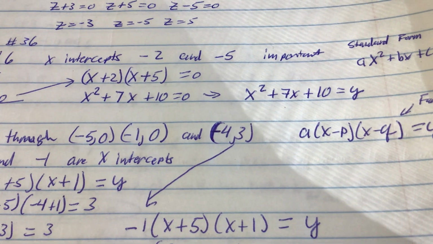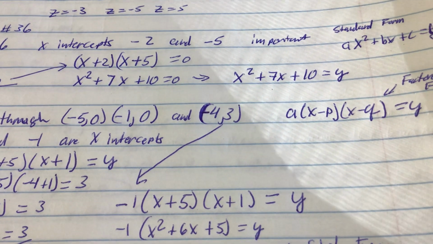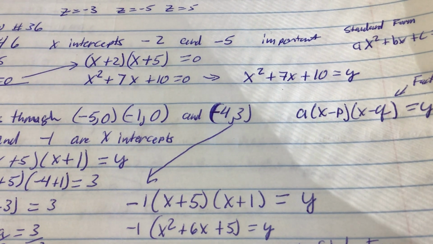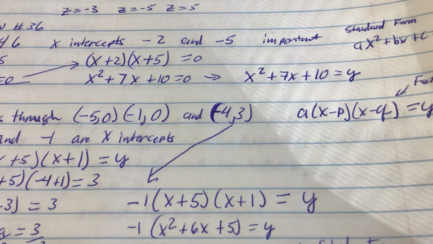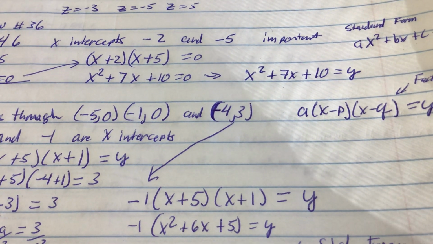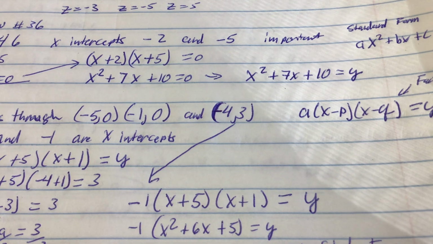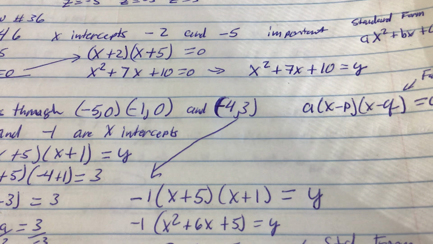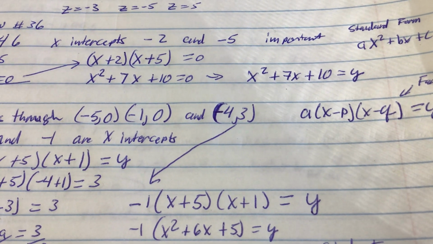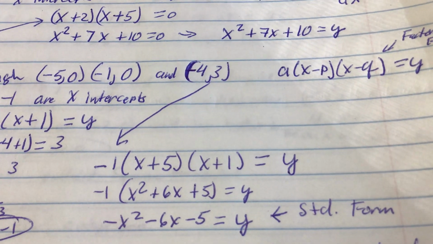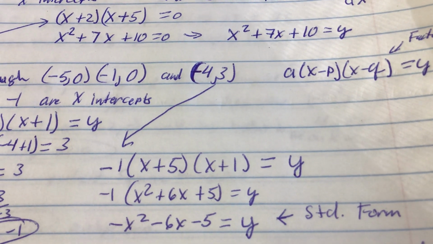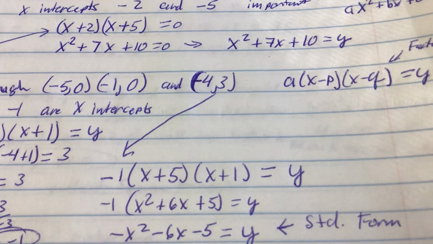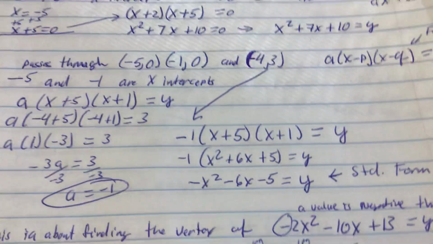This is the factored form, but I want it in standard form. So again, I FOIL it out. X times x is x squared, 5x plus x is 6x, and then 5 times 1 gives me the plus 5. Now I need to distribute that a value through to get it in standard form. So I'm going to distribute the negative 1 through, and I end up with negative x squared minus 6x minus 5 equals y. Make sure you distribute the negative all the way through in that standard form.